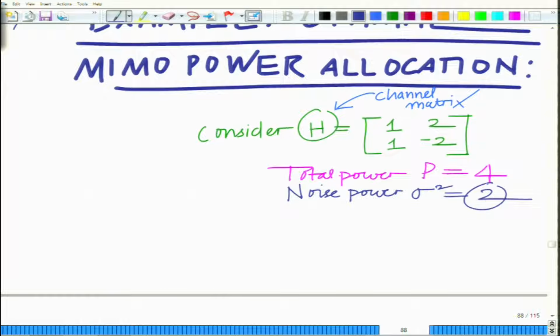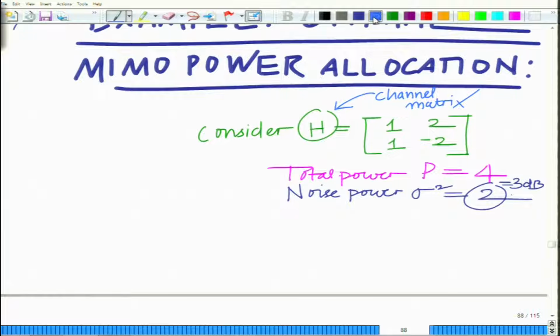So this 2 can also be written as 3 dB. So noise power is 3 dB, which means sigma square equals 2. And now we have to optimally allocate this power. This total power is 4, we have to optimally allocate this power.